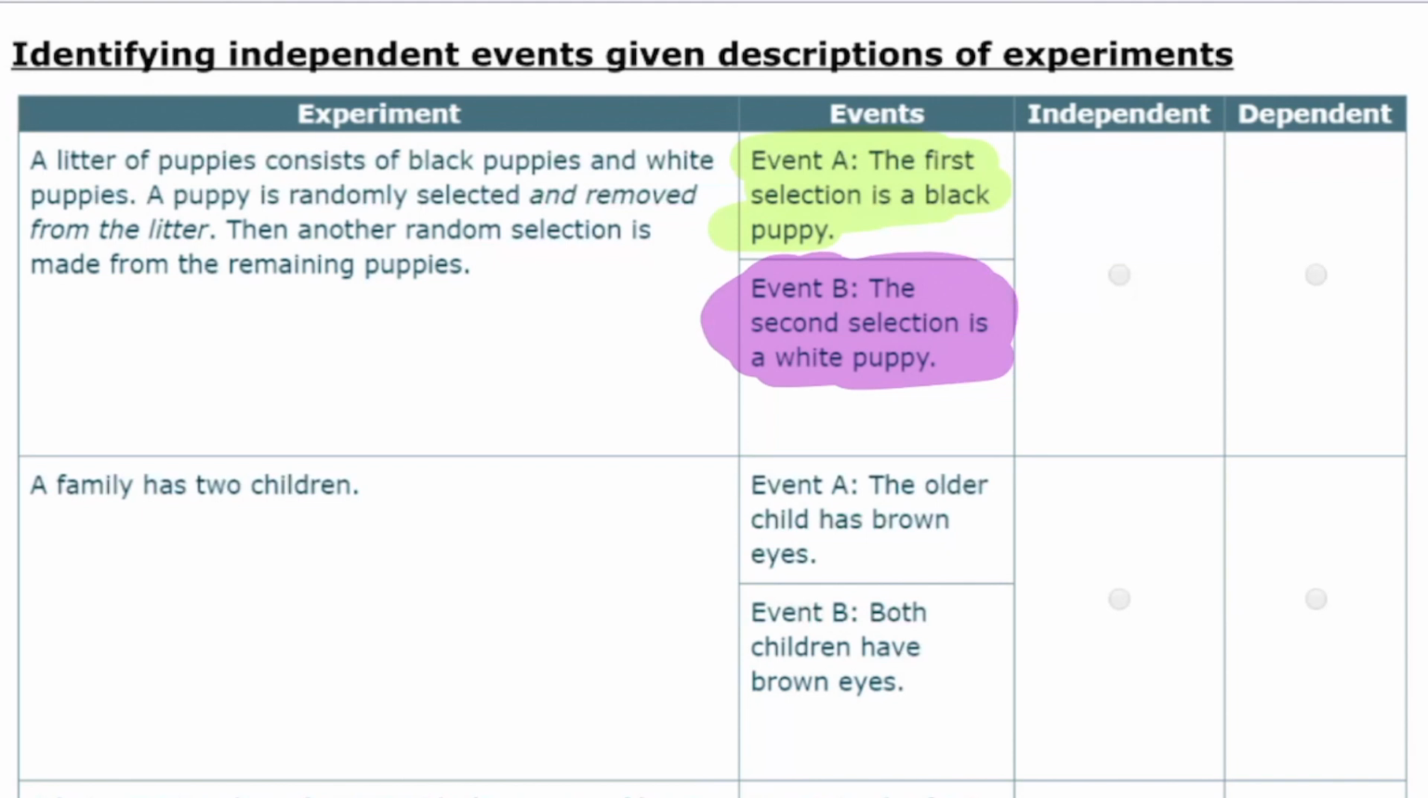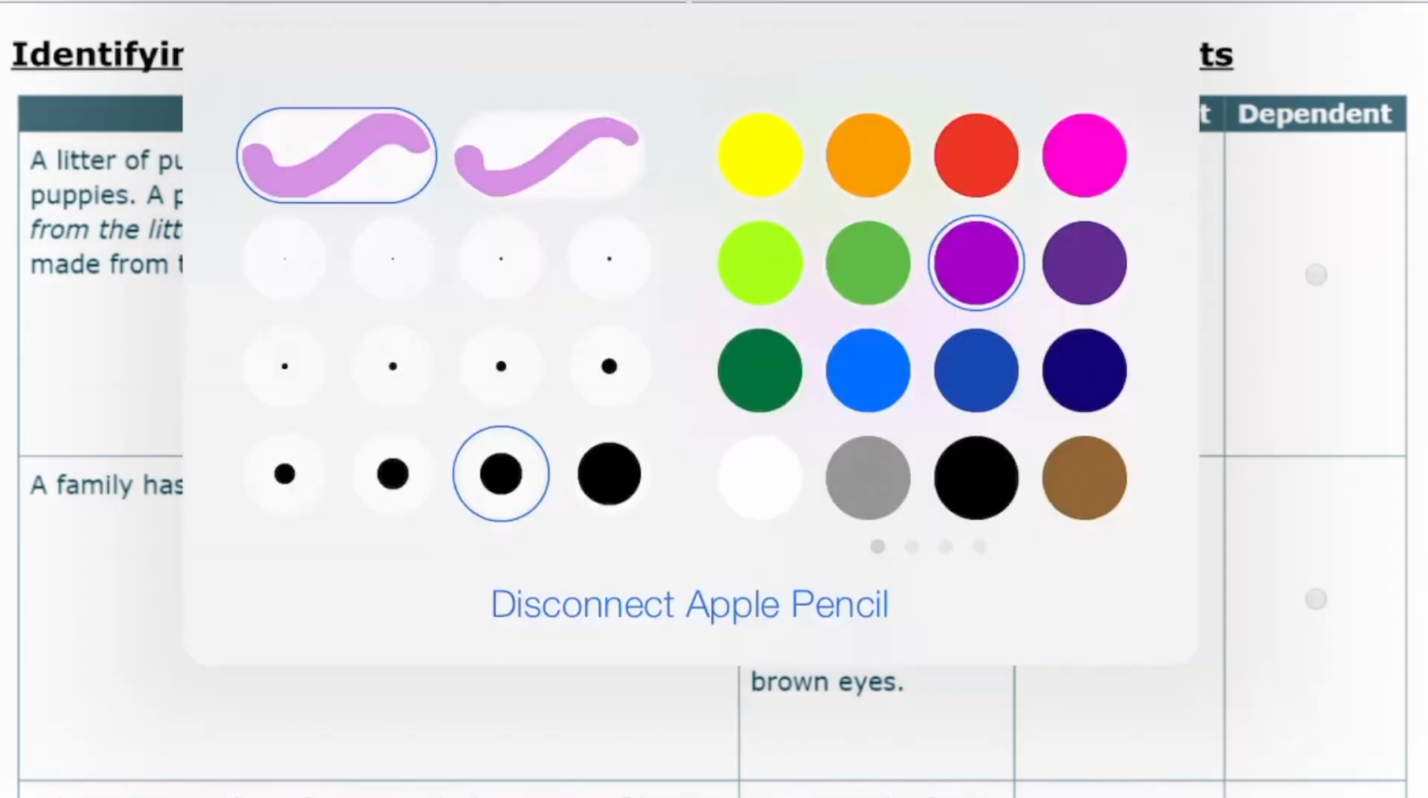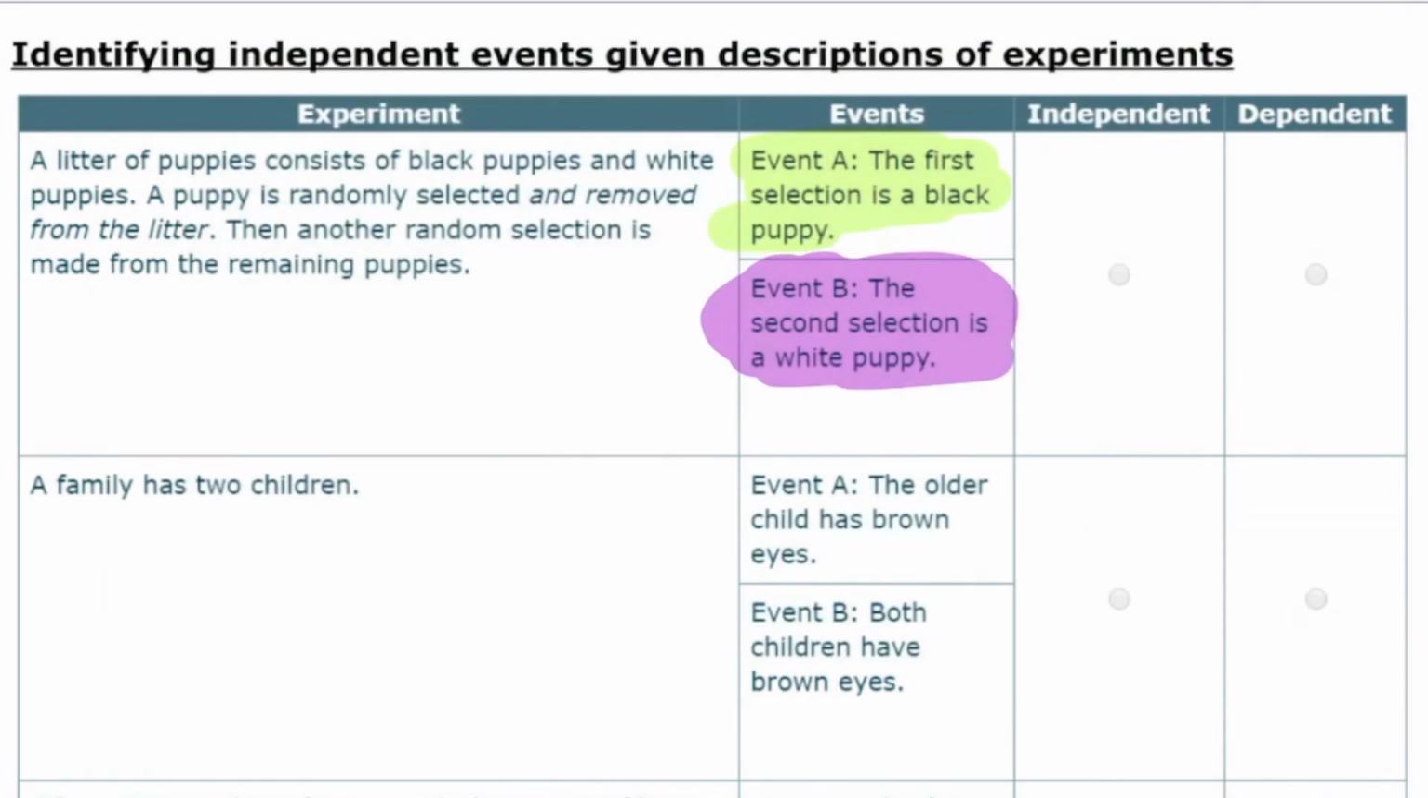So the question here is this: does the probability in event B of selecting a white puppy change based on pulling a black puppy out the first time? And the key word here that I kind of brushed over was, once that black puppy is pulled out, it's completely removed.